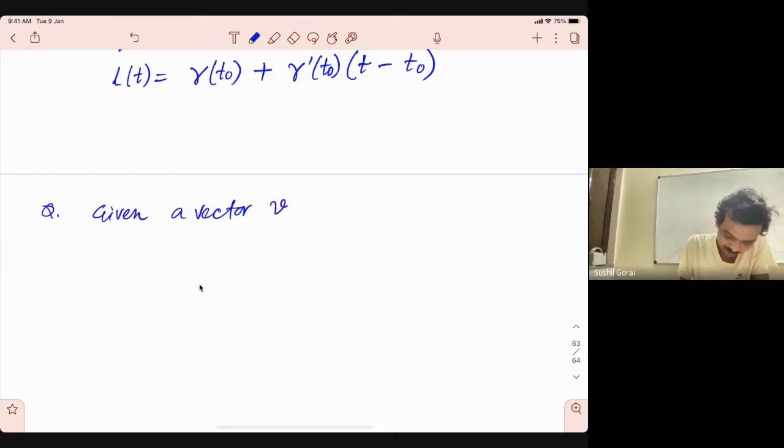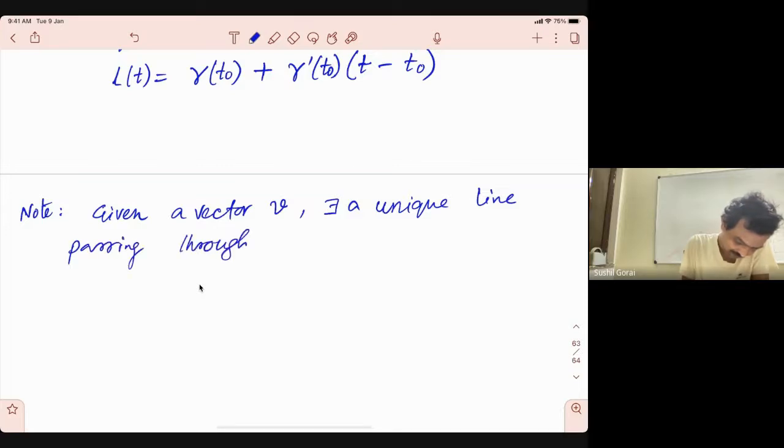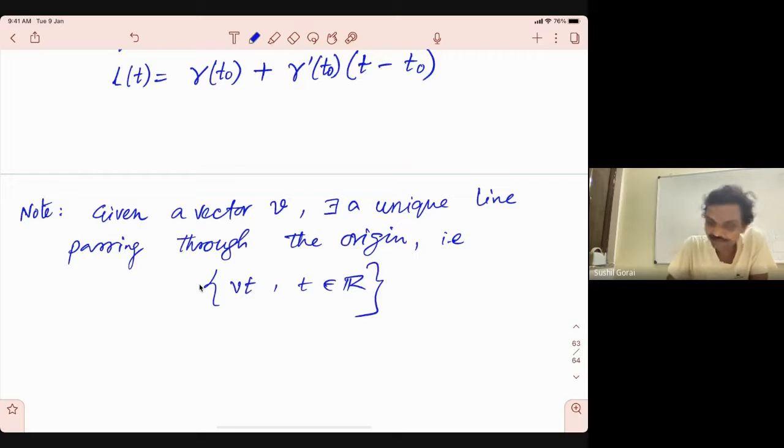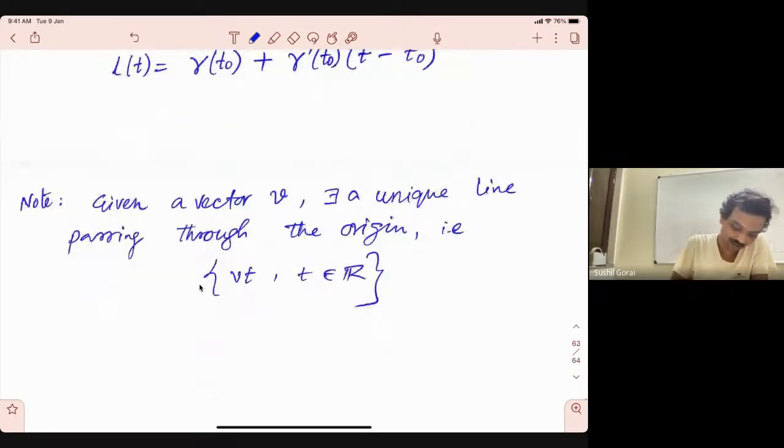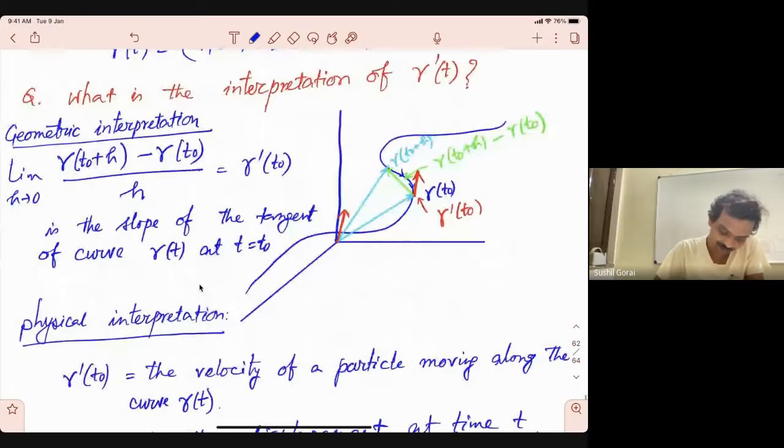So given a vector v, there exists a unique line passing through the origin. That is actually t v. Oh, t is enough. Okay. Right? Simple. So this is the map, looking at t goes to t v.